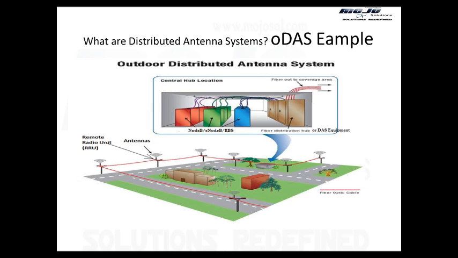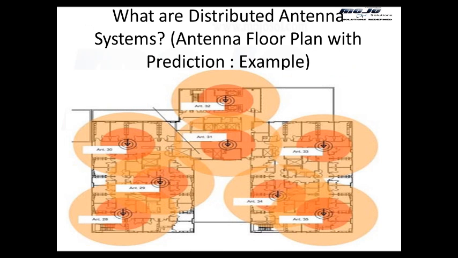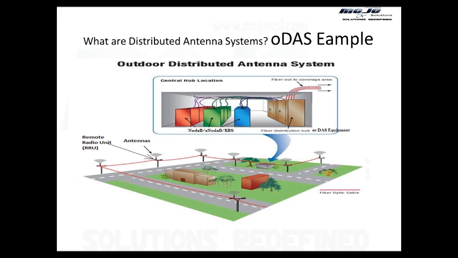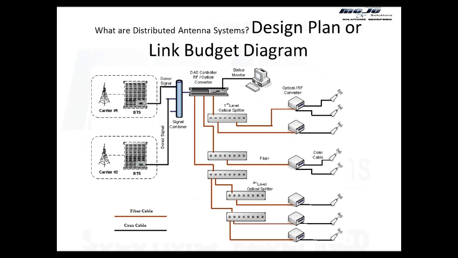So this is a schematic diagram. This was basically a floor plan, which we will study later, how the prediction is run on the floor plan. This is a type of antenna. This is our outdoor coverage. How does the outdoor system look?